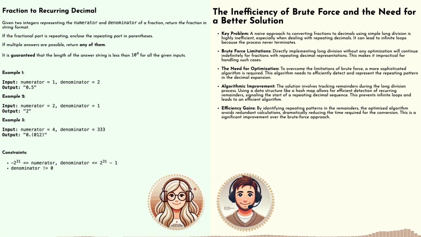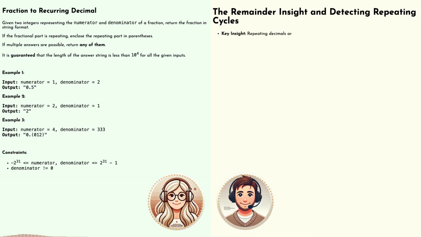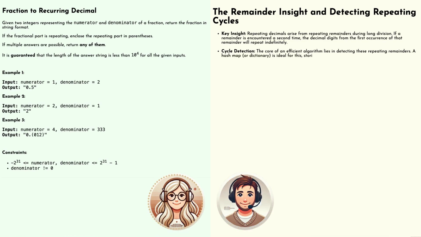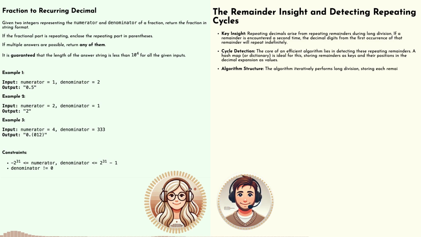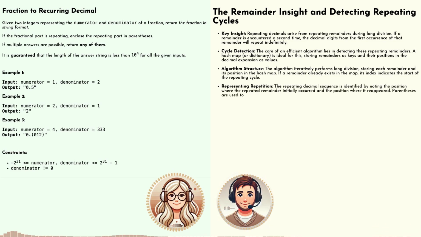Any hints on where we might find such a solution? Well, think about it this way. As we're performing that long division, is there anything that might signal to us that we're about to enter a repeating cycle? We get the integer part of the decimal easily enough. But then as we start calculating the digits after the decimal point, we're performing divisions, and each division gives us a remainder. Could the remainder be the key here?